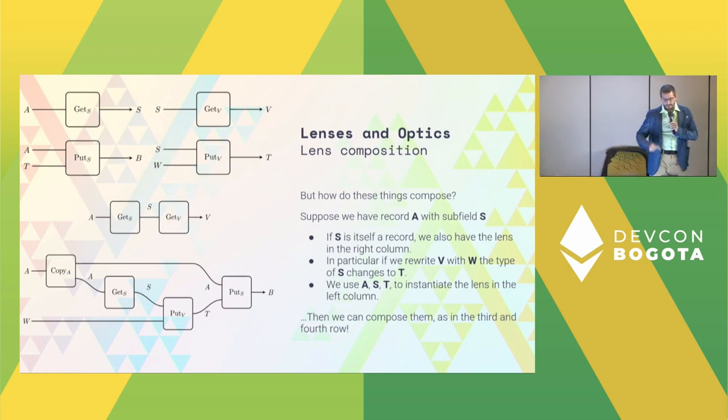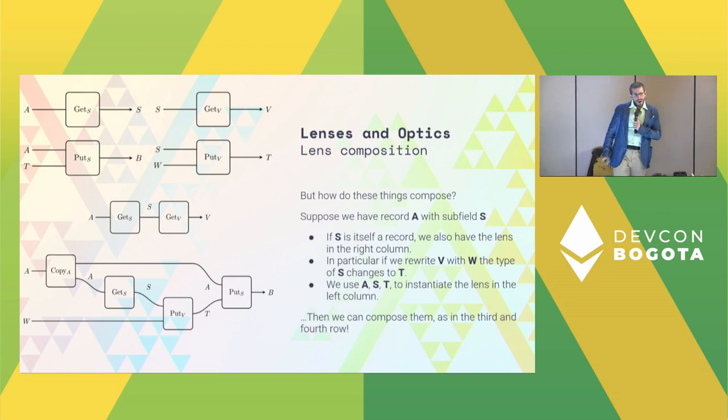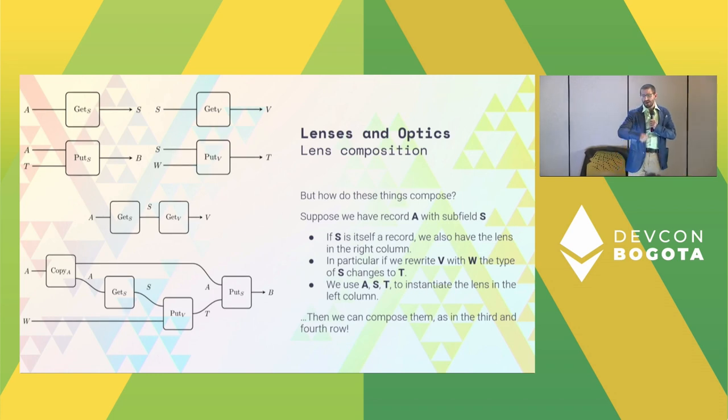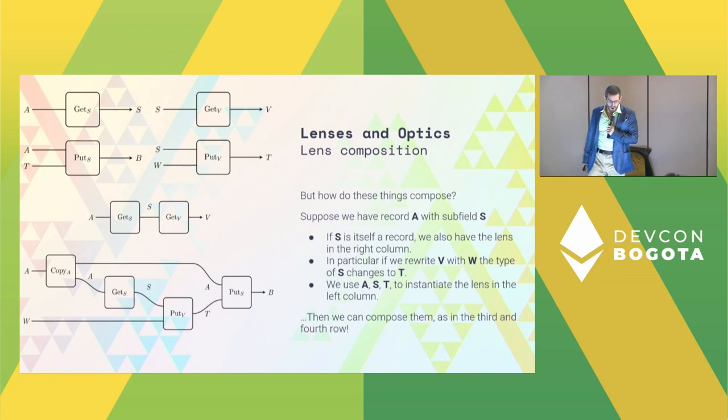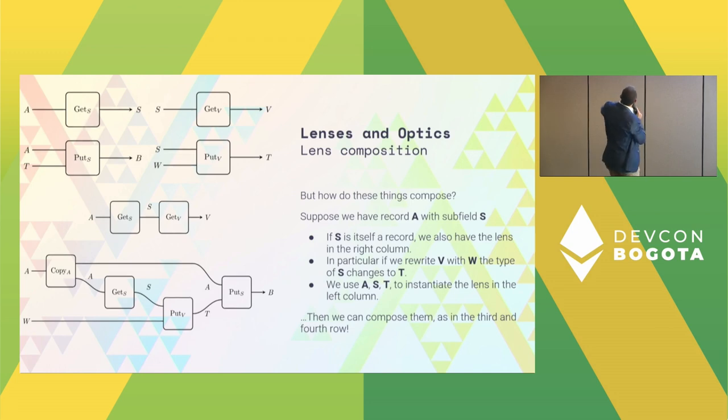The put part is a bit more complicated. So what happens here is that, imagine that in S, I am replacing the subfield V with a subfield W, and I obtain something of type T. And now I want to replace S with this type B into A. How do I compose these two things? Well, with this sort of monstrous awful thing here in the bottom, where I basically take A, I copy A, I get S from A. Now you see, I can use this put V, and basically substitute V in S with W. I get something of type T, and then I can use put on T and A to get a B.